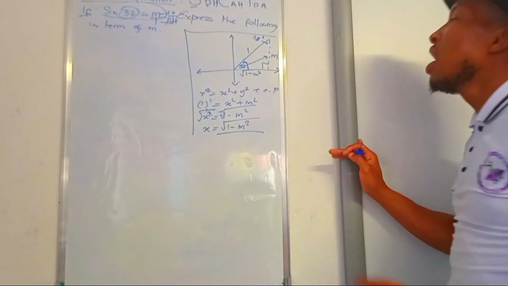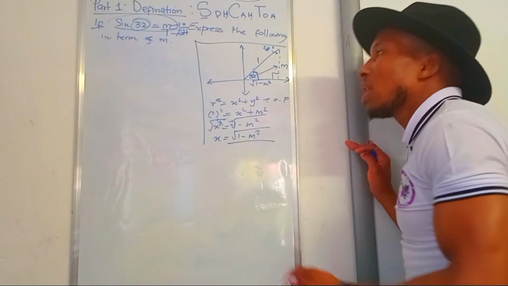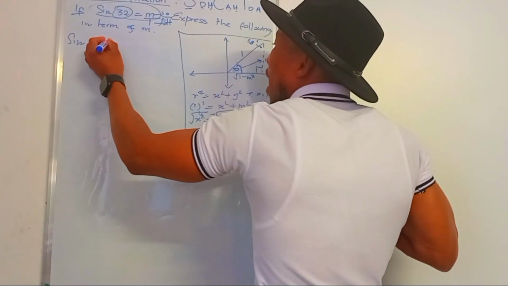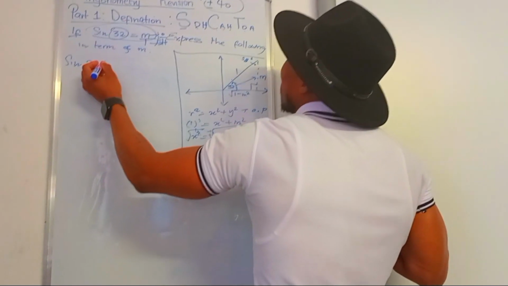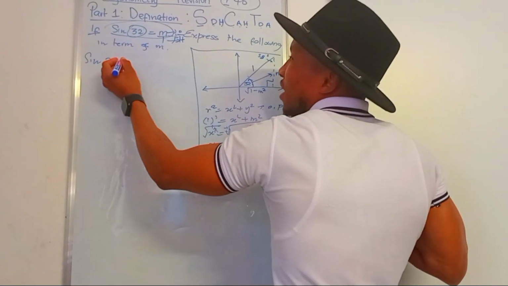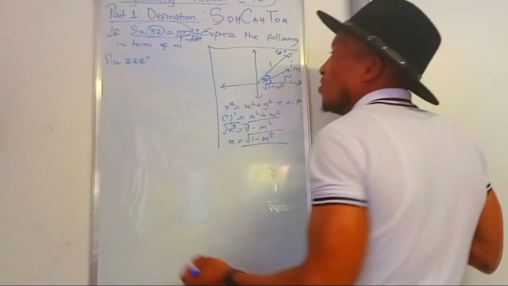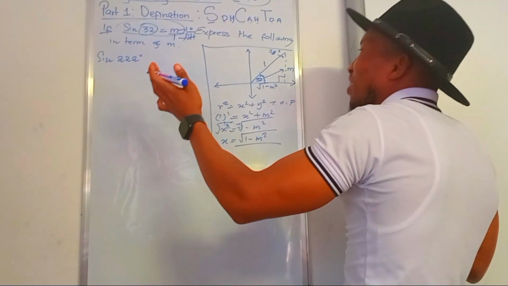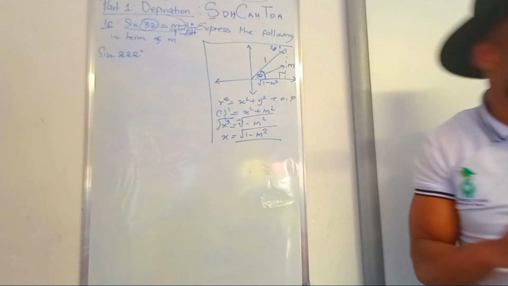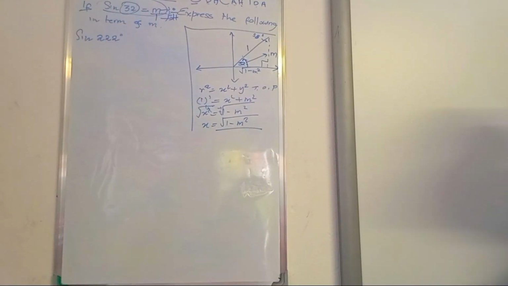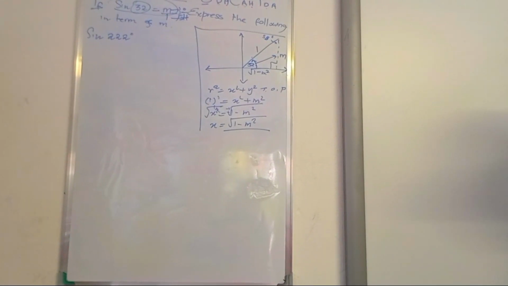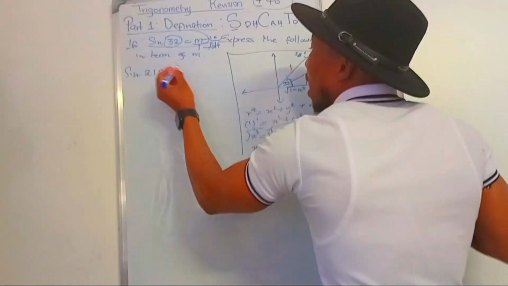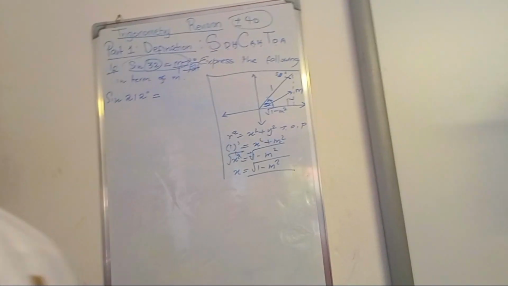Therefore now the triangle is complete. You are able to determine sine of an angle. Let me check, let's say this is 212, okay? They are just asking you to determine sine 212 degrees.